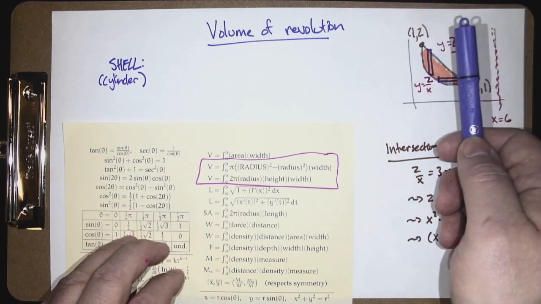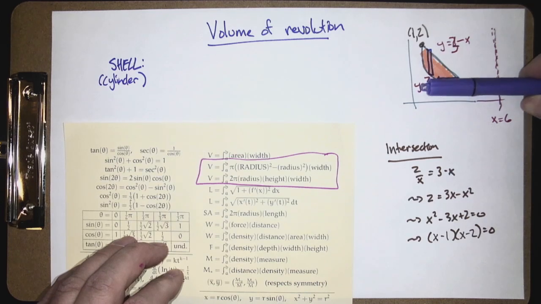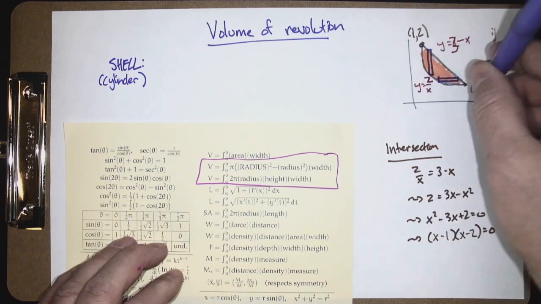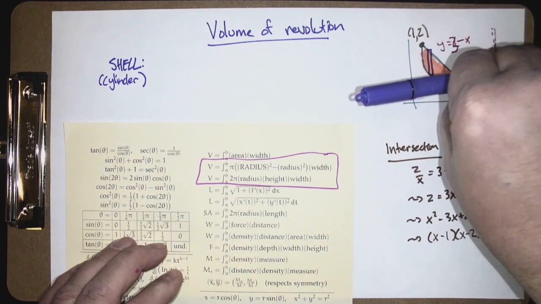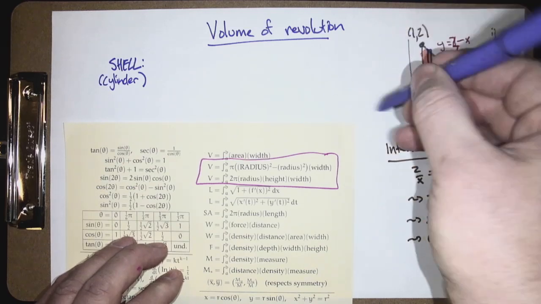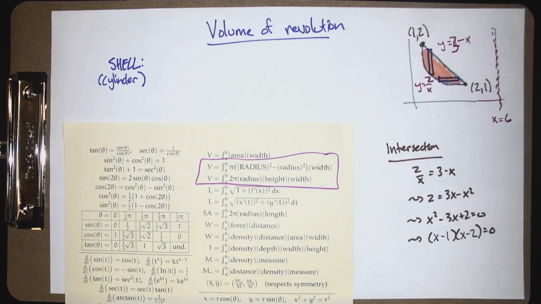It's a cylinder. Now, if I do horizontal and I'm spinning around this line, what shape is getting made? It's a washer. So when in doubt, just slice it and spin it.